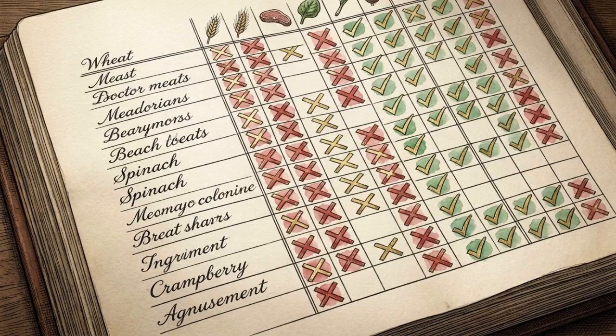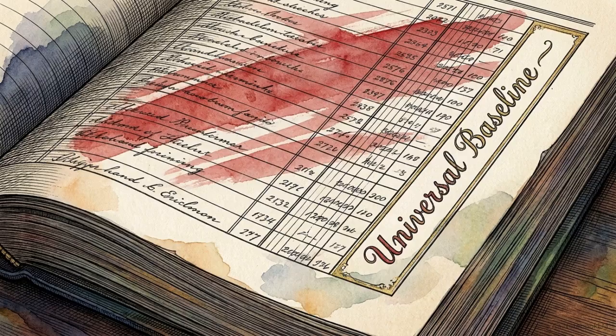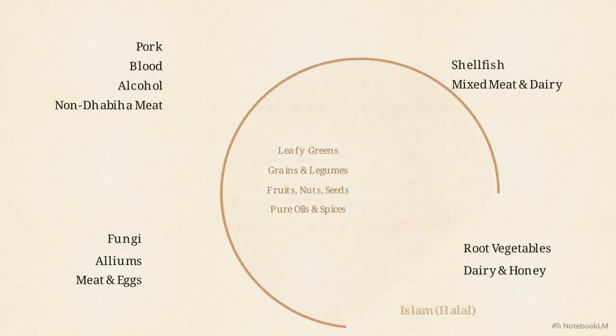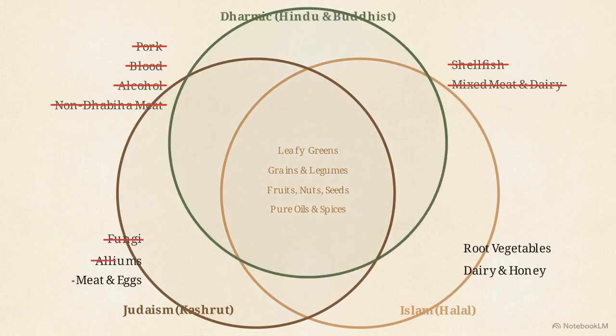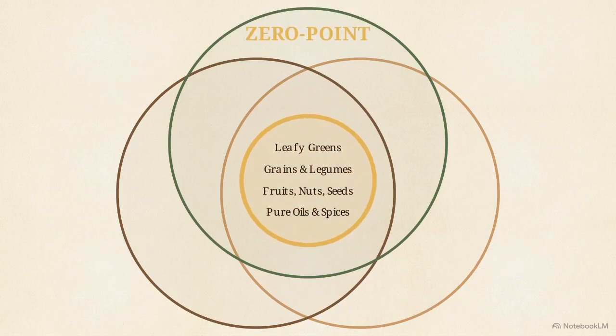Step 1 is drafting the menu by running our potential ingredients through a convergence matrix, stripping the food down to the lowest common denominator of universal purity. This diagram maps constraints. Islamic halal eliminates pork, blood, and alcohol. Jewish kashrut removes shellfish and mixed dairy and meat. Overlapping dharmic requirements, Hindu and Buddhist rules ban fungi and alliums. Absolute Jain ahimsa requires eliminating all root vegetables.